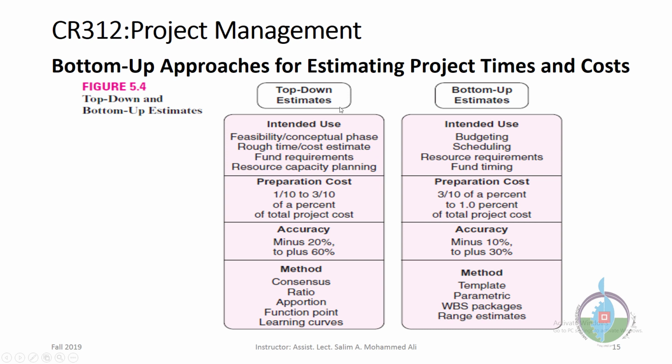Top-down estimates are used for feasibility study, rough time and cost estimates, fund requirements, and resource capacity planning. While bottom-up estimates can be used in budgeting, scheduling, resource requirements, and fund timing. You can see this is a general view of estimates. This is a more accurate or in-depth estimate. So if you're going to start a new project, you will start with top-down approach estimates. After you plan the project, you will go to bottom-up estimates to make thorough estimates.